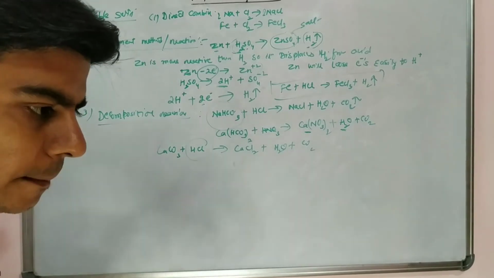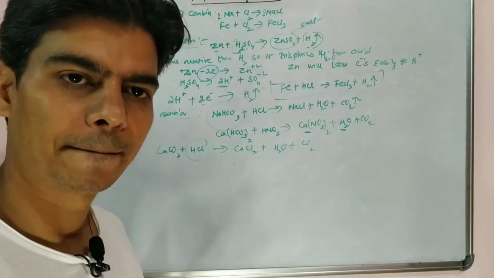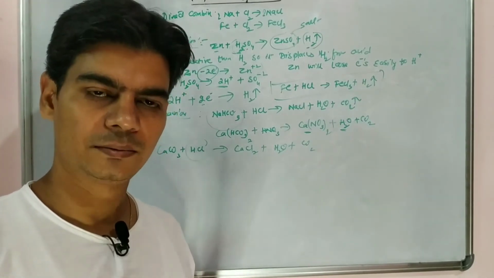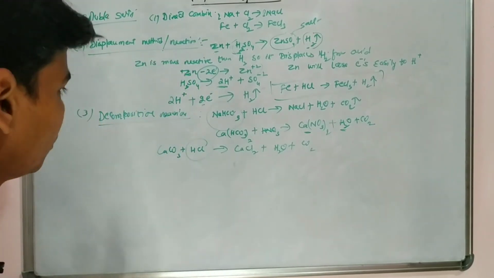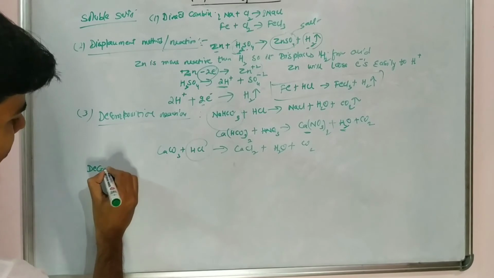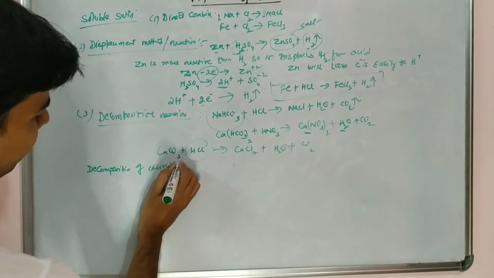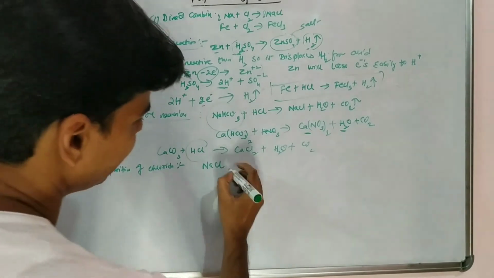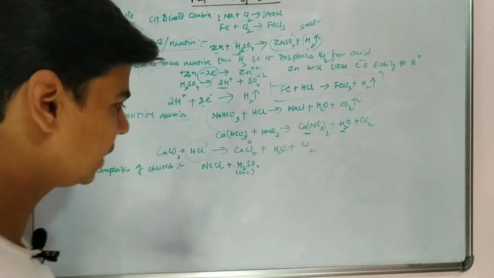We know that chlorides and nitrates do not react with dilute acids. So chlorides and nitrates will react with concentrated acids, forming salts. We have already studied this reaction before, but let's just look again. Here we will see decomposition of chlorides. Let's take a simple chloride, sodium chloride. It will react with concentrated sulfuric acid.